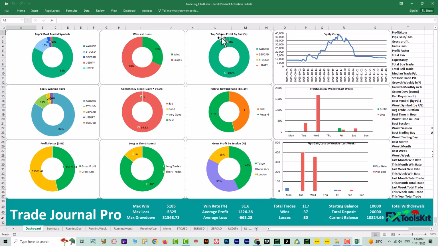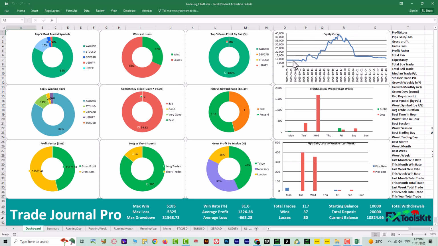In the top 5 gross profit by pair, it will show which pair you profited from the most. It will show a maximum of 5 pairs. In my trades, it shows I profited the most in gold. Risk versus reward ratio. Here it will show your overall risk to reward ratio. It is calculated based on the risk and reward of each trade. In the gross profit by session, it will show in which session you profited the most. In my trades, it isn't showing the Sydney session because I haven't taken any trades during the Sydney session yet.